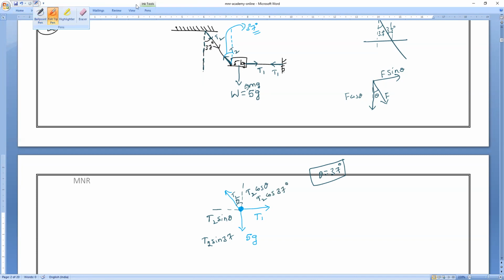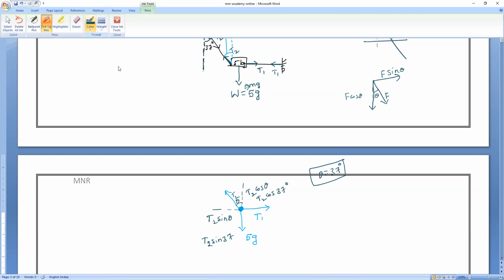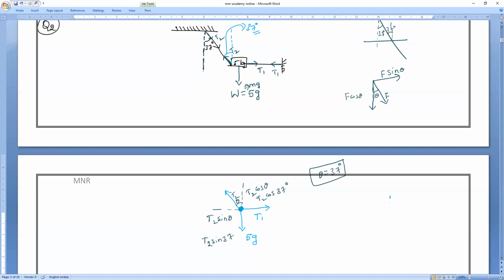If the angle is 37, by this time your mind should say something. Anybody can tell? 3, 4, 5. Yes, the popular triangle which everybody knows. If the angle is 37 degrees, with 53 and 37, then the opposite side is 3, the adjacent side is 4, and the hypotenuse is 5. Then we all know sin 37 value is 3 by 5, and cos 37 value is 4 by 5.